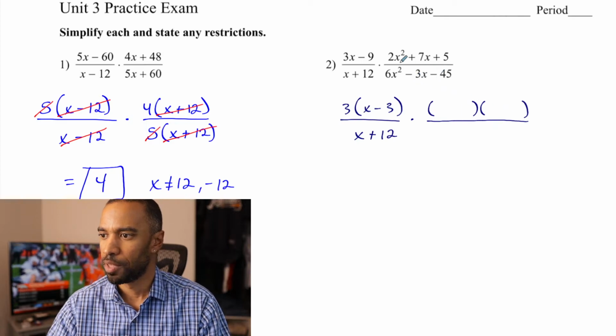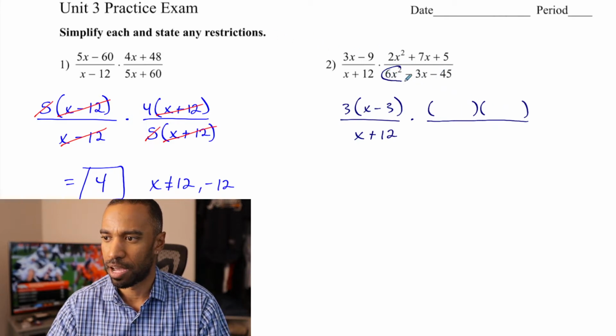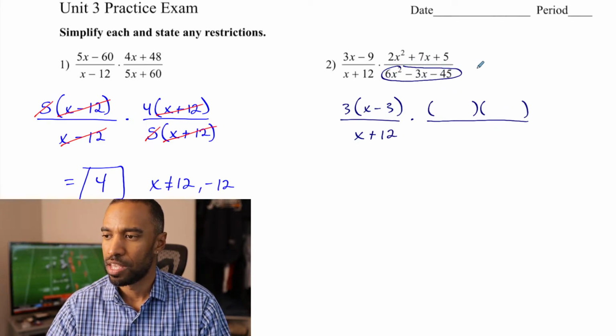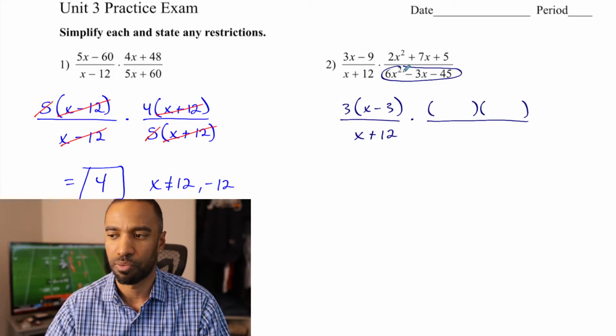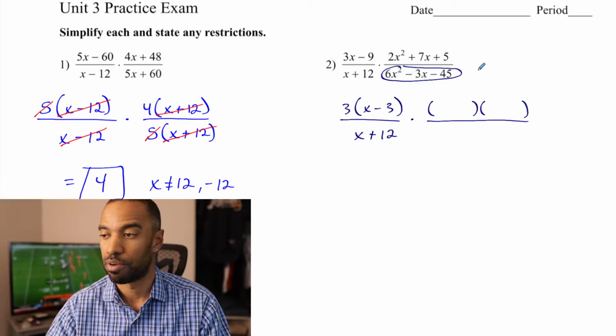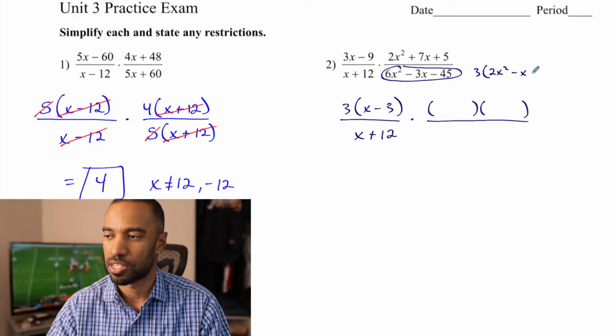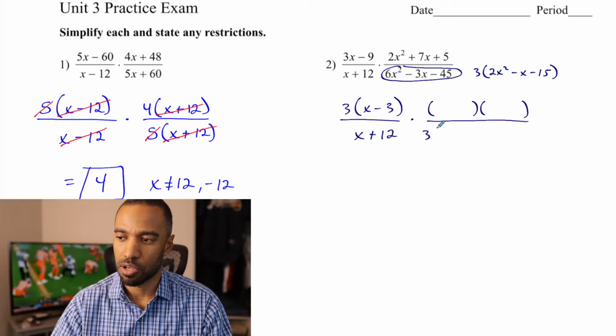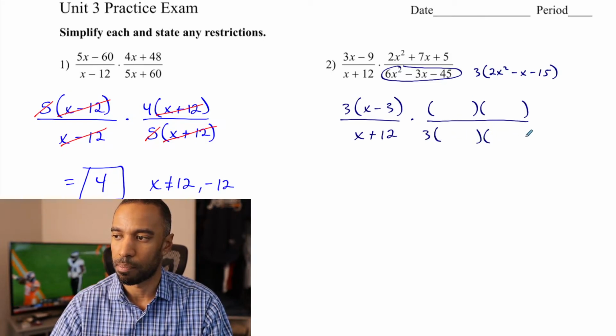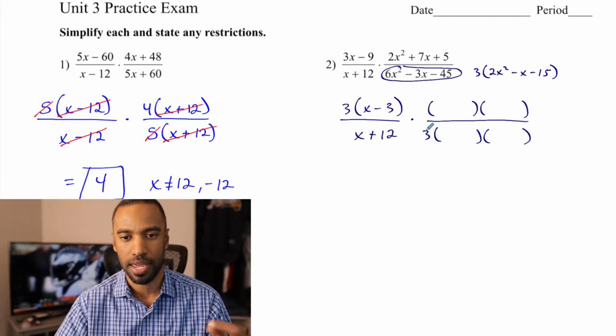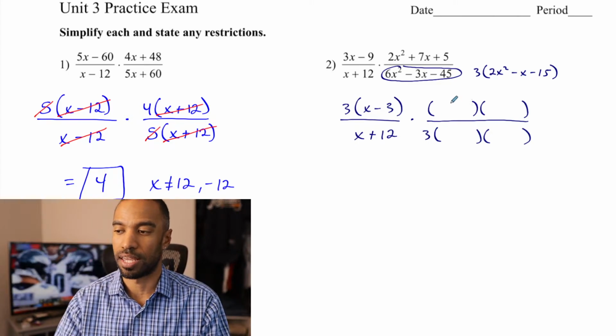Give me one moment here, while I factor also down here on the bottom, just because I want to do this all in one step. 6x squared minus 3x minus 45 has a common factor of 3 that I'd love to pull out there and get a 2x squared minus x minus 15. So I'm going to attempt to also factor down here the 2x squared minus x minus 15, while a 3 happily stands on the outside of that.